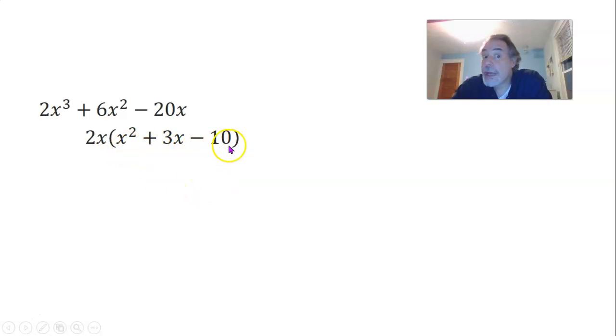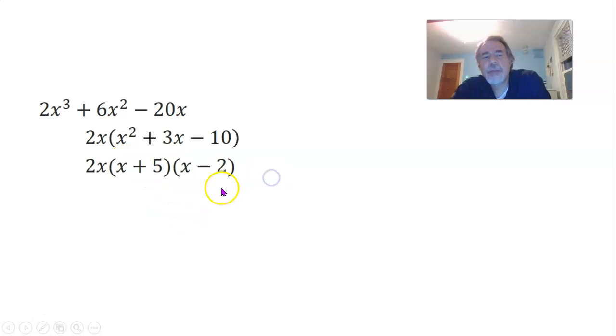And now can we factor this? Can we break this up into two pieces? They would start with x's. They would end with numbers that multiply to negative 10, and then to get a plus 3x in the middle, have an x plus 5 times an x minus 2.